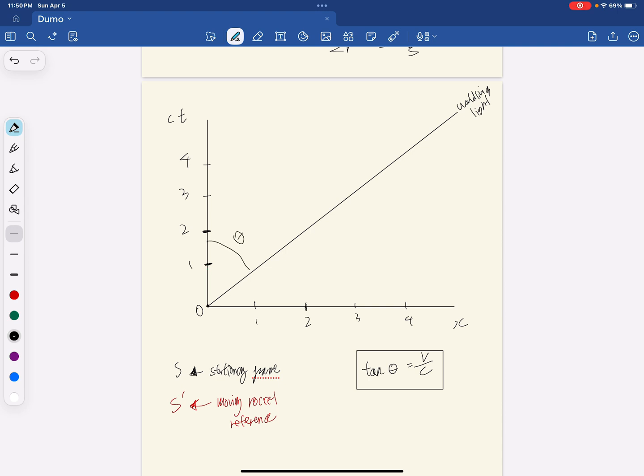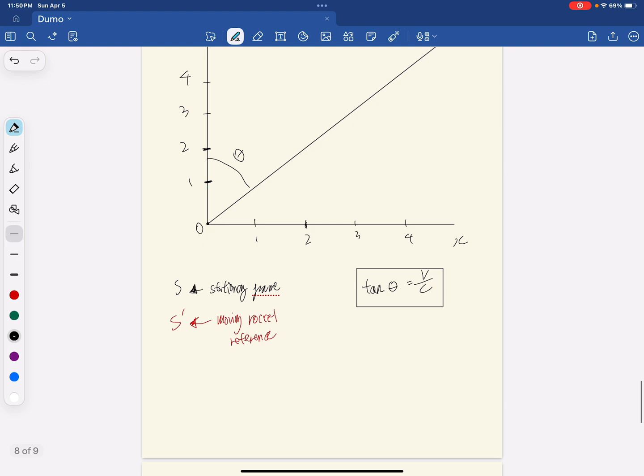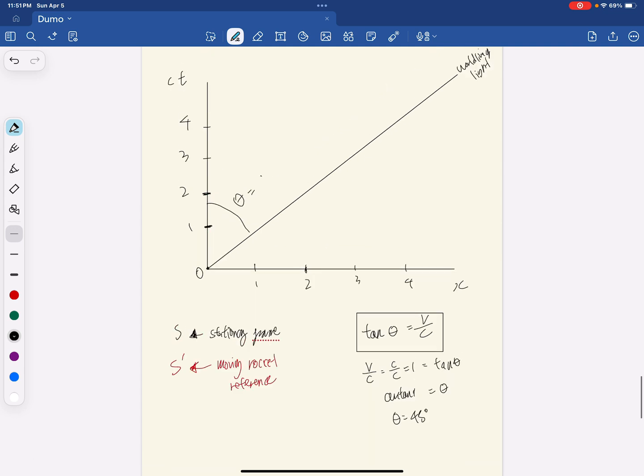How do we work out theta? We can do it by using this formula, which is also in your formula booklet: v, the velocity of an object, over the speed of light, equals tan theta. The velocity of light is c, so c over c equals 1, which equals tan theta. And arctan 1 equals theta. So theta is 45 degrees, and that's why this theta is 45.